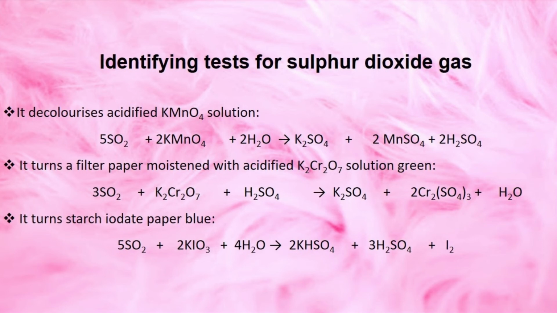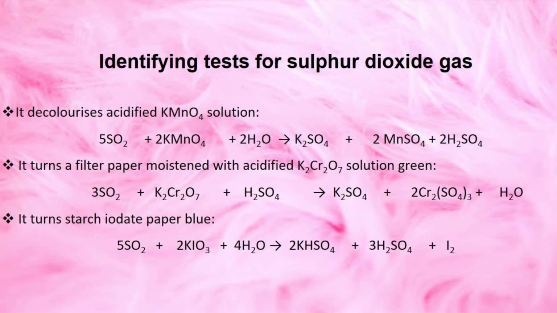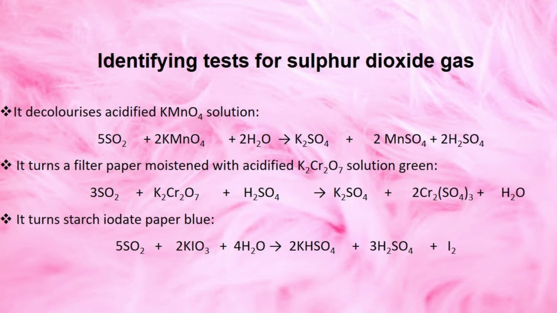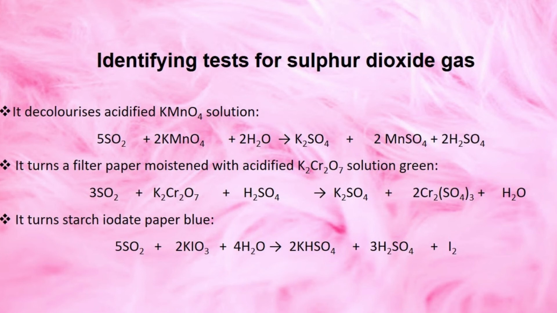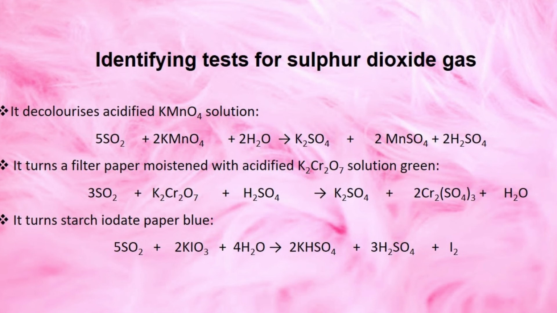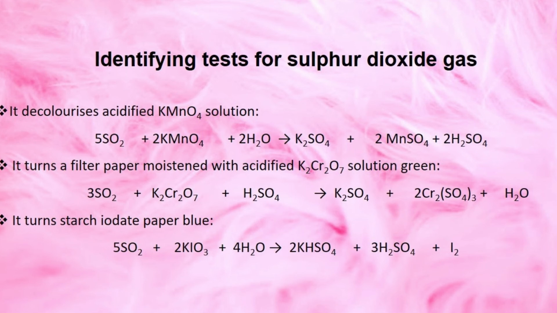When sulfur dioxide is passed into this orange color solution of potassium dichromate acidified with sulfuric acid, the solution will turn green due to the formation of chromium sulfate. We can see the reaction now. When sulfur dioxide is treated with potassium dichromate in the presence of sulfuric acid, we get potassium sulfate and chromium sulfate. The green color formed in the solution is due to the formation of chromium sulfate.